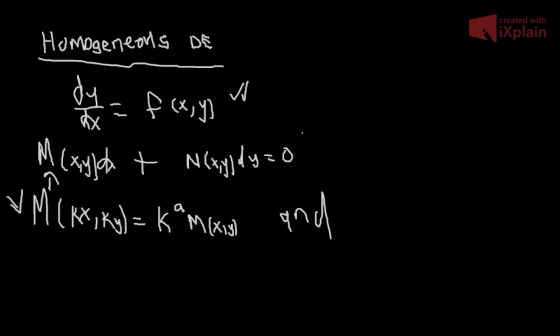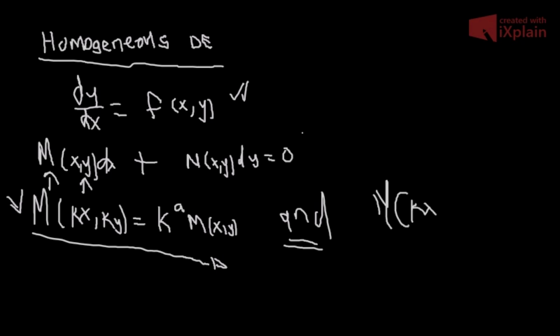Now, I was talking about how we can prove that it's homogeneous, and that means M(kx, ky) equals k to the power a times M(x, y), and not or, right? I said and, not or, because there are people who make the mistake that if this side gives them what they expect and the other side does not, they still say it's homogeneous. No. And N(kx, ky) equals k to the power a times N(x, y), right?